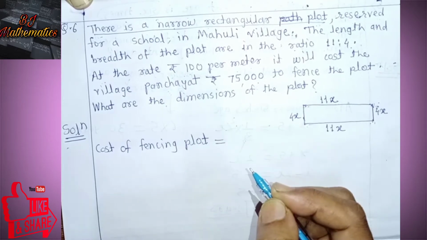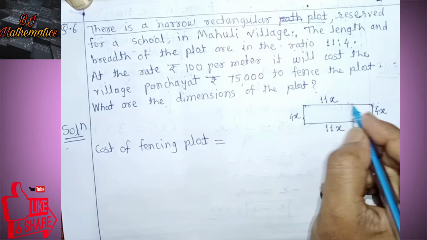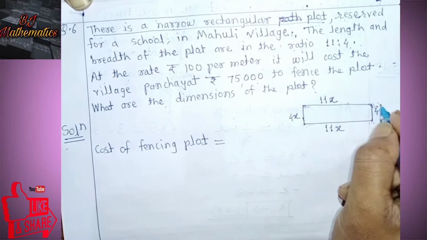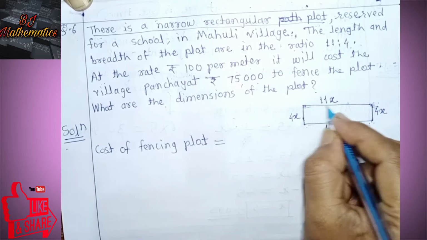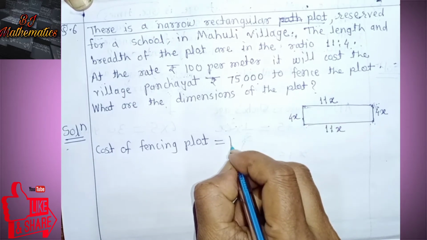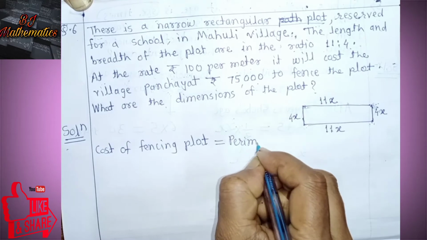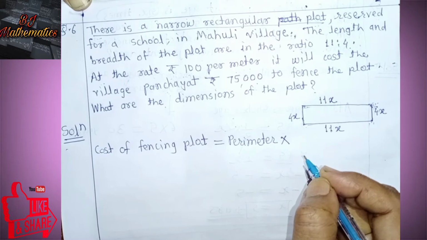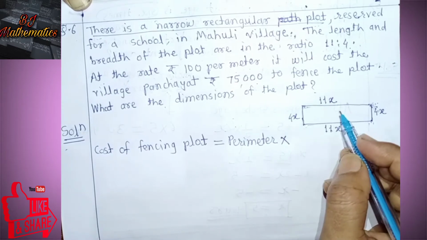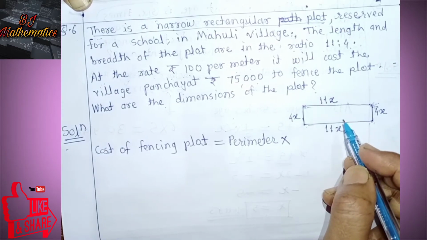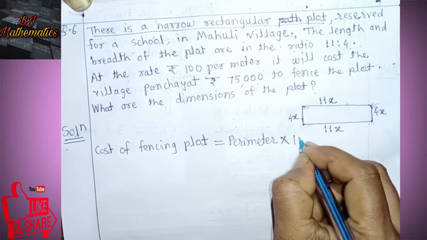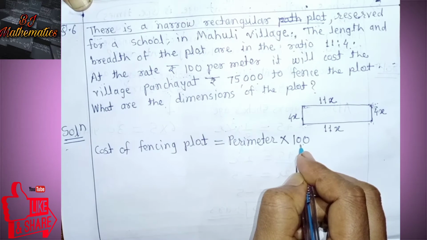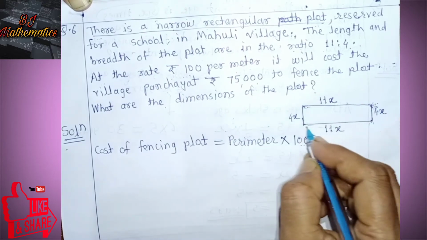Cost of fencing the plot is equal to the length of all sides, which means perimeter, multiplied by the cost of fencing for 1 meter. Cost of fencing for 1 meter is 100 rupees. Then how much for this length?